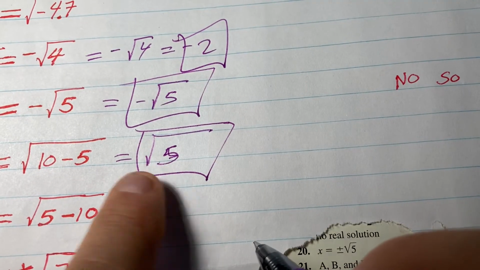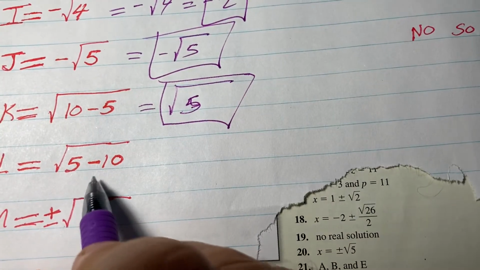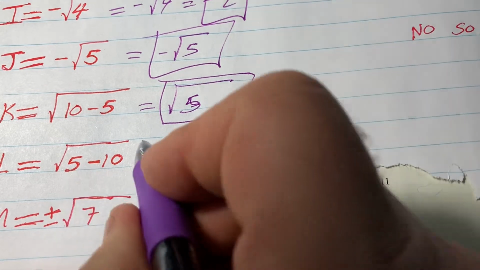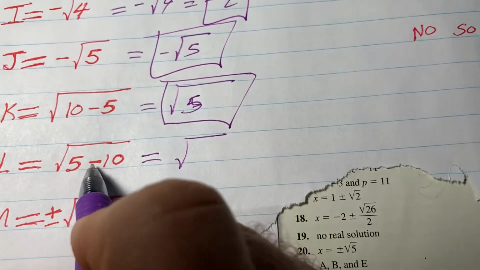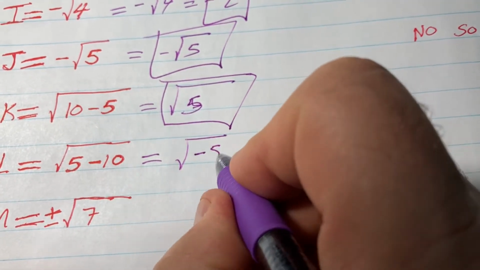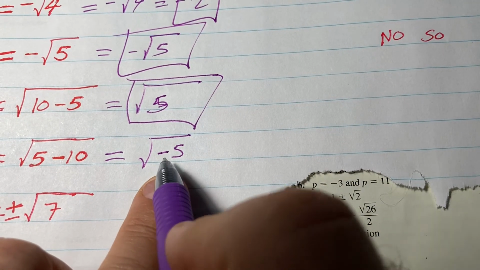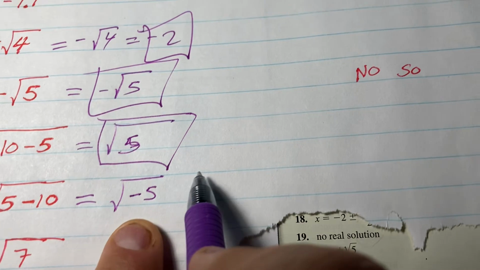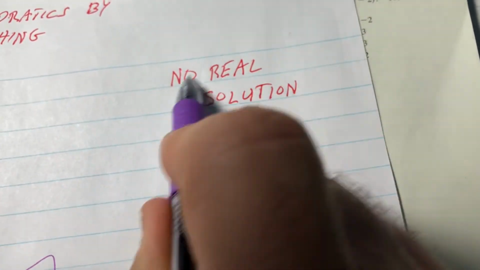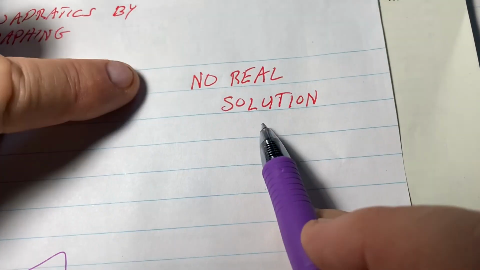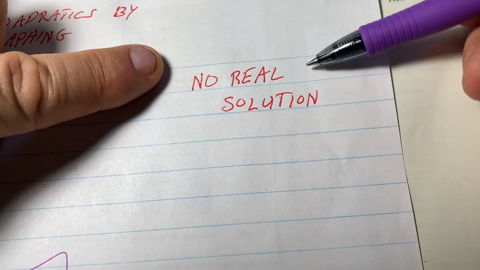Square root of 5. What about this one? Oh, there's a negative inside the radical. We got to simplify it first. That right there, when you simplify it, is negative square root of 5. And since after it's simplified you got a negative inside the radical, now, no real solution. No real solution right there.